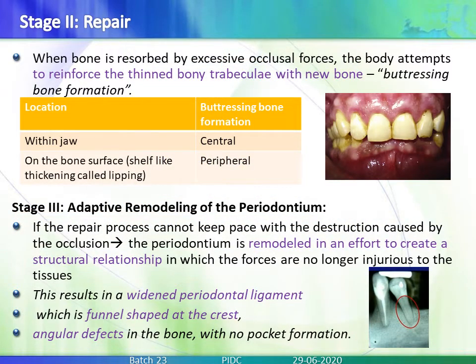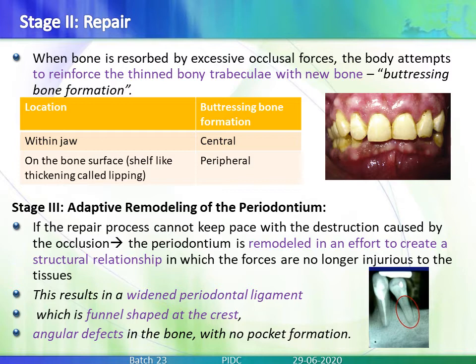So now coming on to stage 2, which is called the repair stage. Here, when the bone is resorbed by excessive occlusal forces, the body attempts to reinforce the thin bony trabeculae with the help of new bone formation. This new bone formation is called buttressing bone formation.